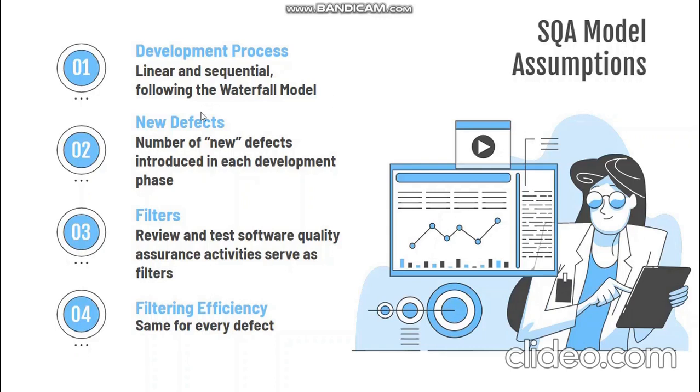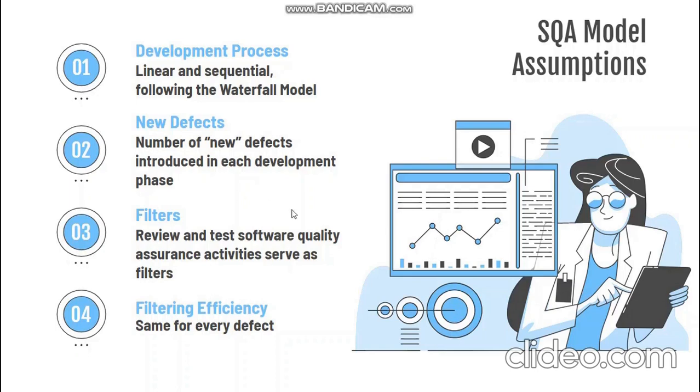Here we have a number of new defects introduced in each development phase. I will show you the distributions in the next slides, but here it is assumed that no new defects are introduced in the phases of system tests and acceptance tests.